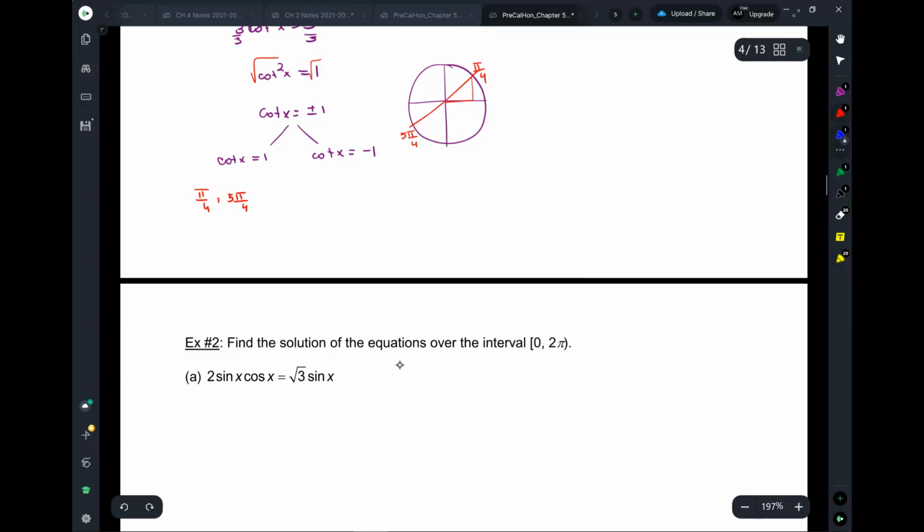And then where is it equal to negative 1? Here. 3 pi over 4. So 3 pi over 4, 7 pi over 4. Let me draw that to scale. Okay? All right.